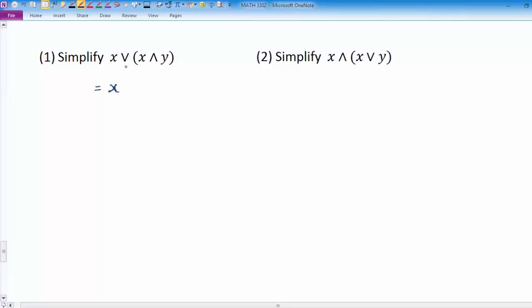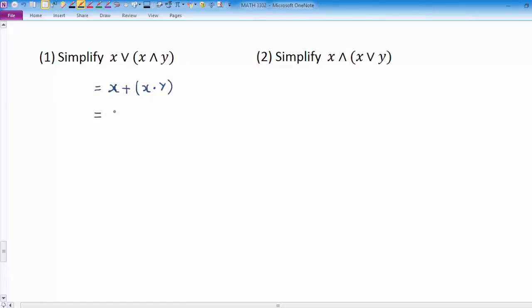So I'm going to replace the OR symbol here with the addition symbol, and the AND function I'm going to replace with the multiplication sign. They still mean OR and AND, but this makes it easier for us to remember the properties of the Boolean algebra. Now, there are two things we could do here.